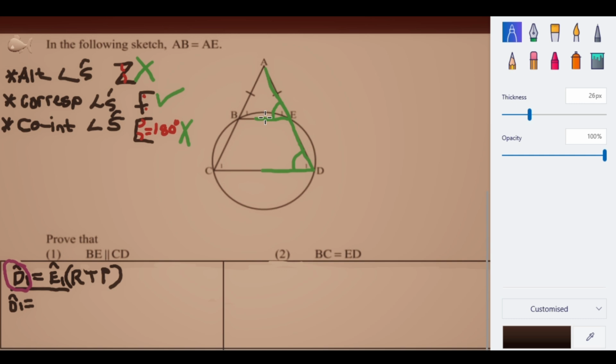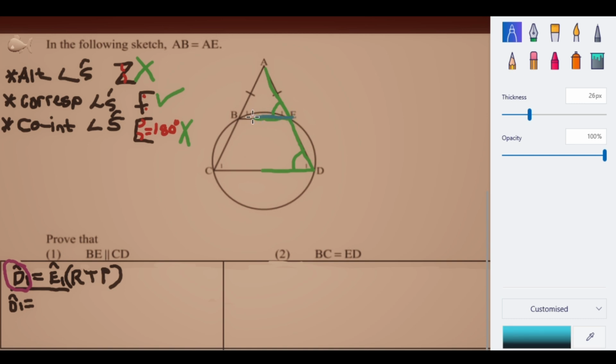Remember the theorem: exterior angle of a cyclic quadrilateral. Look at this. This is a cyclic quadrilateral. BECD is a cyclic quadrilateral because it touches the circumference 4 times. So it means B1, this angle here, must be equal to angle D1. Exterior angle of a cyclic quadrilateral.